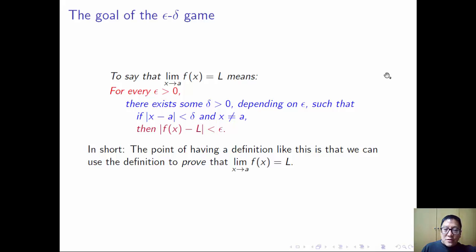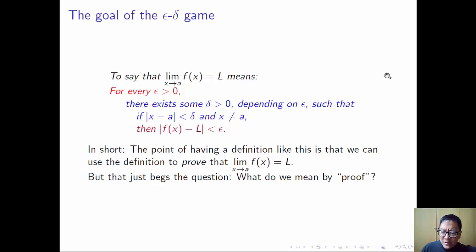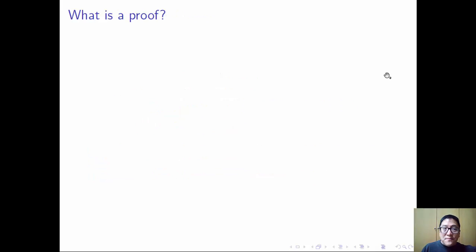The short answer is, the point of having a definition like this is that it is precise enough that we can use this definition to prove that the limit of f of x as x approaches a is equal to L. Of course, that begs the question, what do we mean by proof? So we'll have a little digression here, but it's really one that's necessary. So what is a proof?